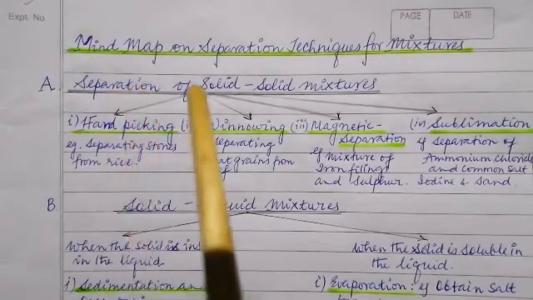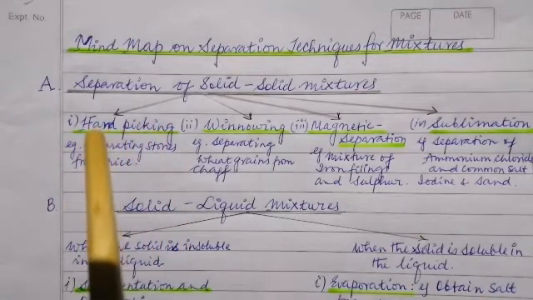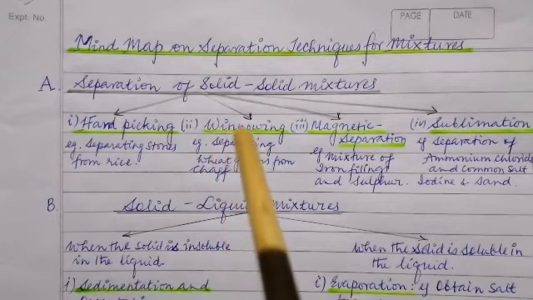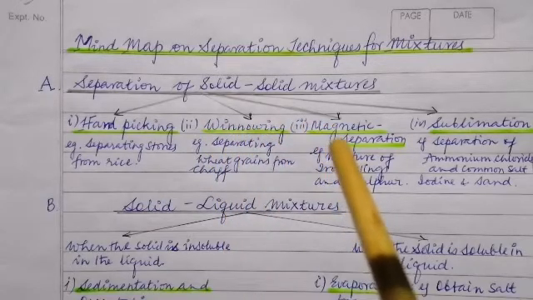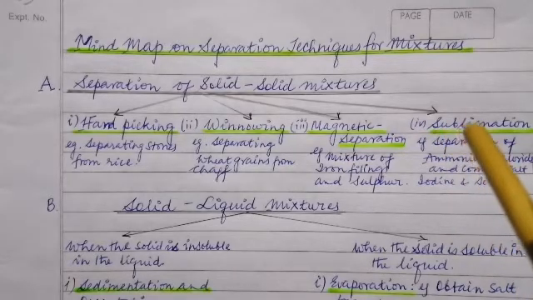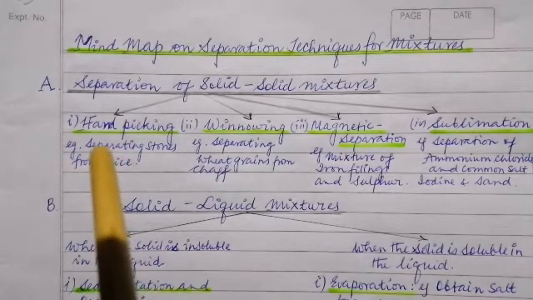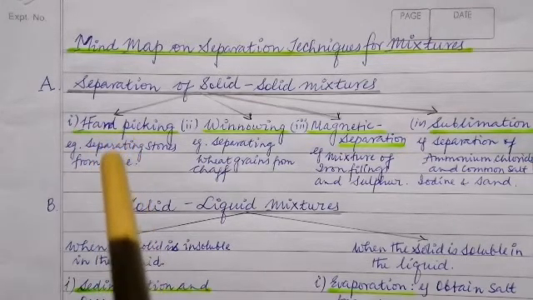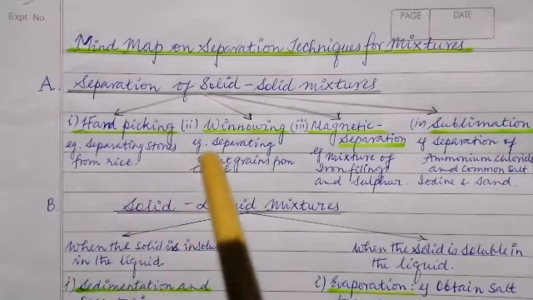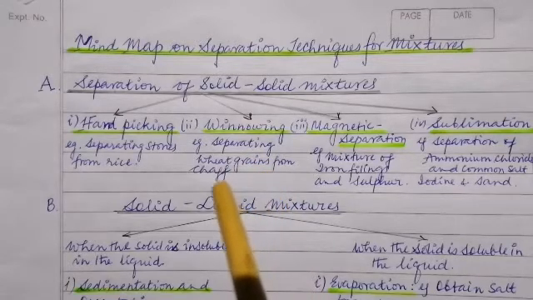If it is a solid mixture, then you can opt for hand picking. Secondly, winnowing. Next is magnetic separation, and the fourth is sublimation. Now, hand picking: when you go for hand picking, for instance, separating stones from rice. Winnowing: separating wheat grains from chaff.